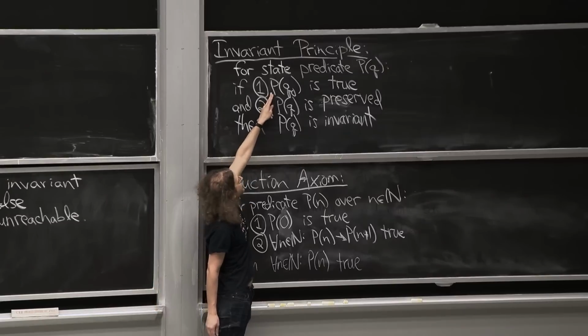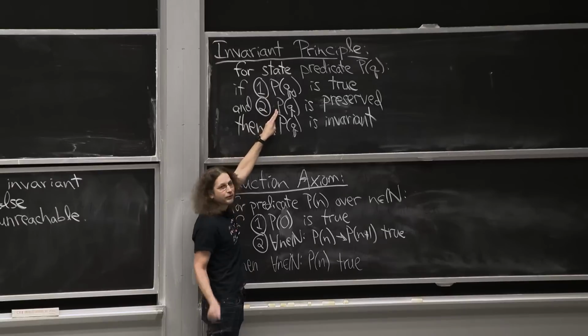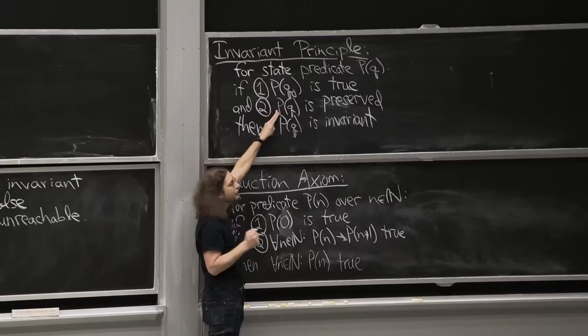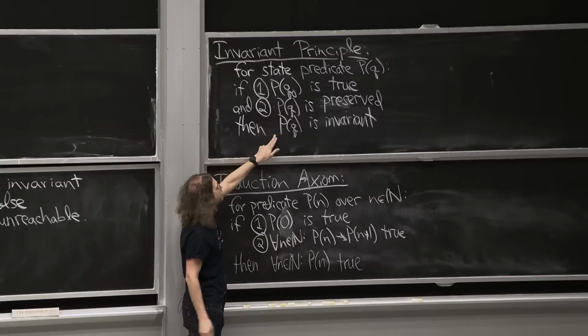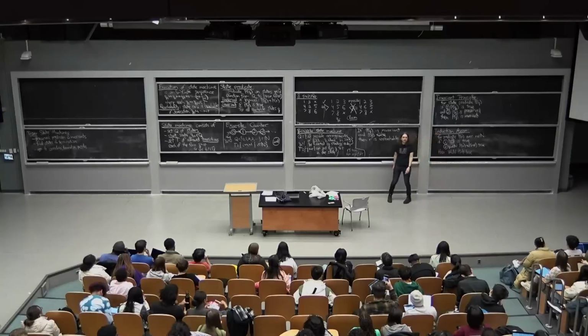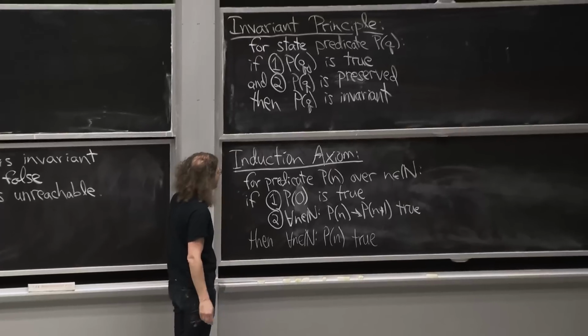This is our base case in some sense. We prove that P is true in the initial state. This is our induction step. It says that if we start at Q and we transition to some other R that's reachable via a transition, and in the particular case of the counter, that is going from Q to Q plus 1, then we get that P of Q is true for all reachable states, and in the counter, everything is reachable. So the invariant principle implies the induction axiom.